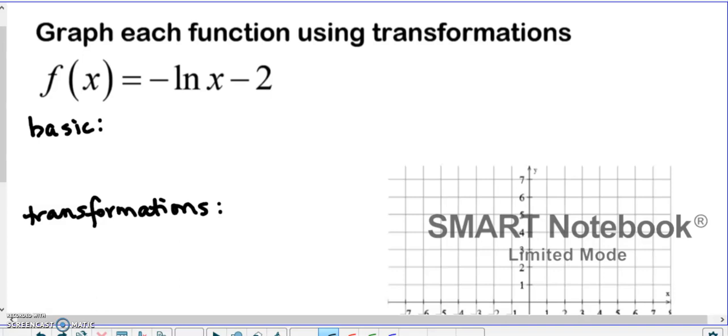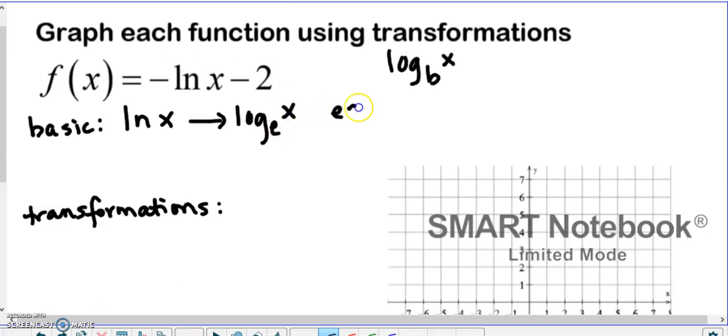Remember that when you're finding your basic function, you're not going to include any negative signs, any addition parts in your basic function. And since we're working with log, we're trying to get this in log base b of x. Well, what we have here is natural log. And what we talked about earlier in this lesson was that means log base e of x, where e is approximately 2.7. And I'll give you a minute to try to graph that.